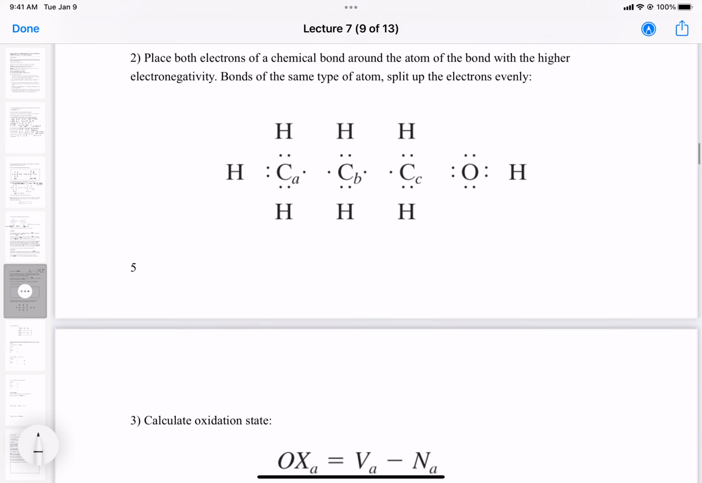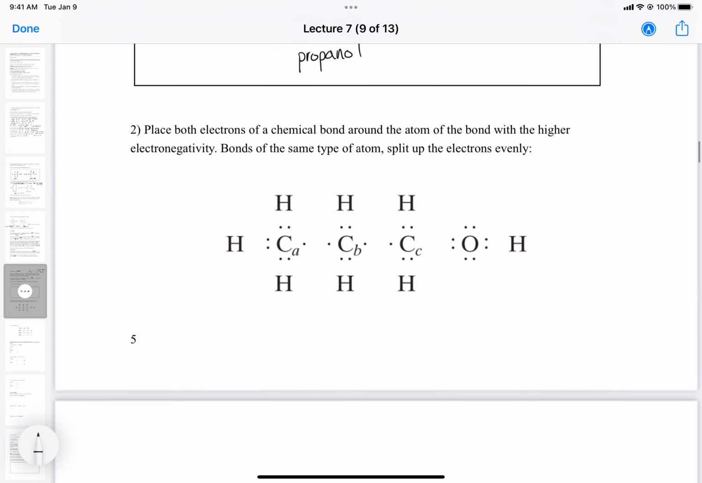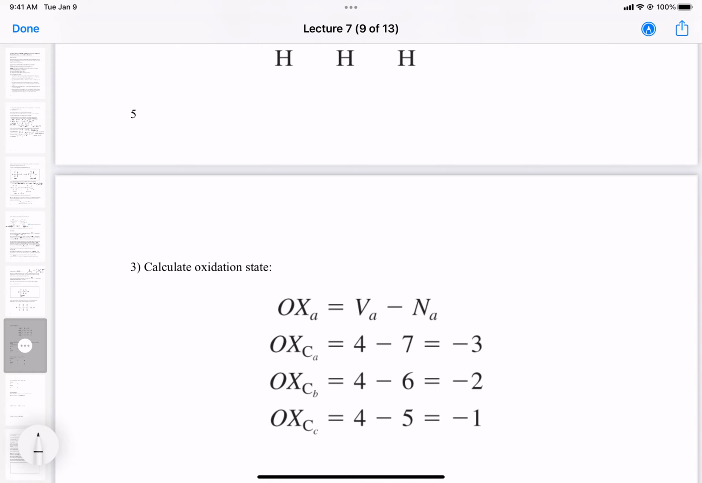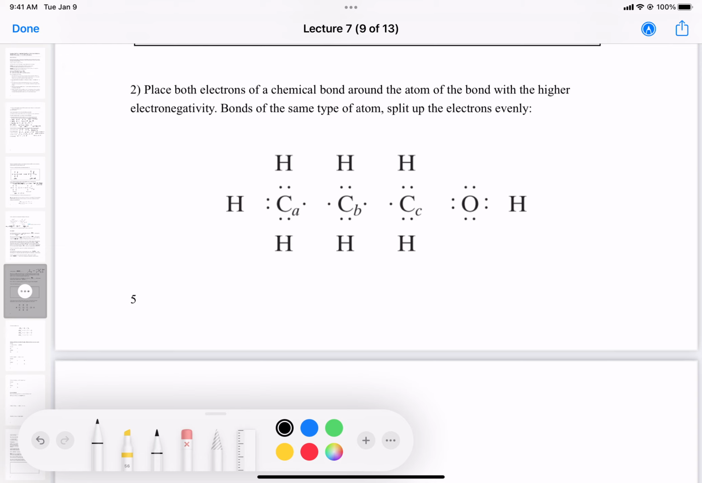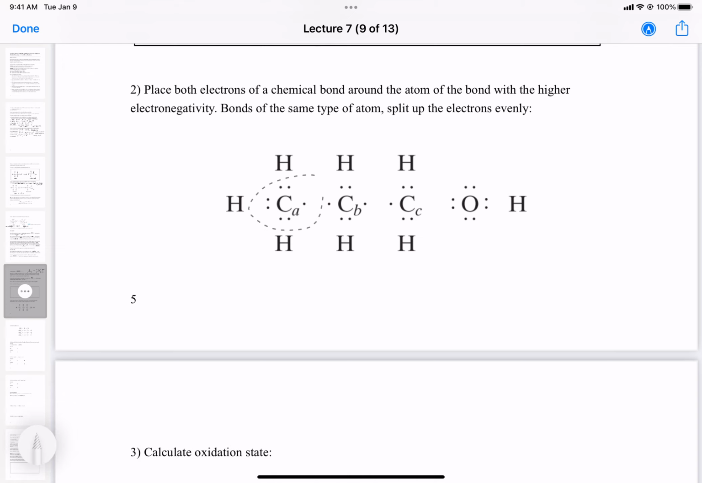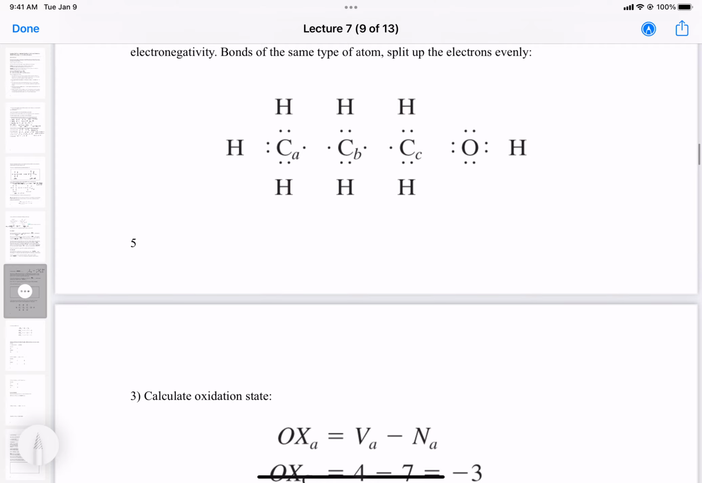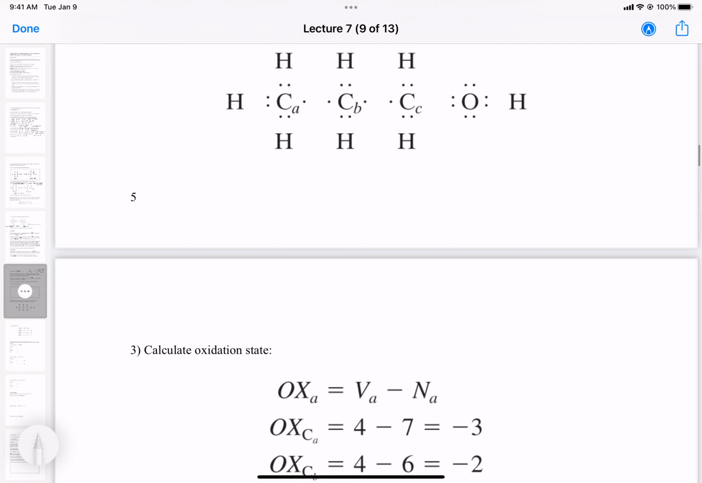Okay, so let's calculate the oxidation states here. We did it for the same thing here. So, the same equation, carbon: there are 4 valence electrons around carbon, but there are 7 electrons around it in the compound based on our oxidation state model. And so that's 4 minus 7, -3.